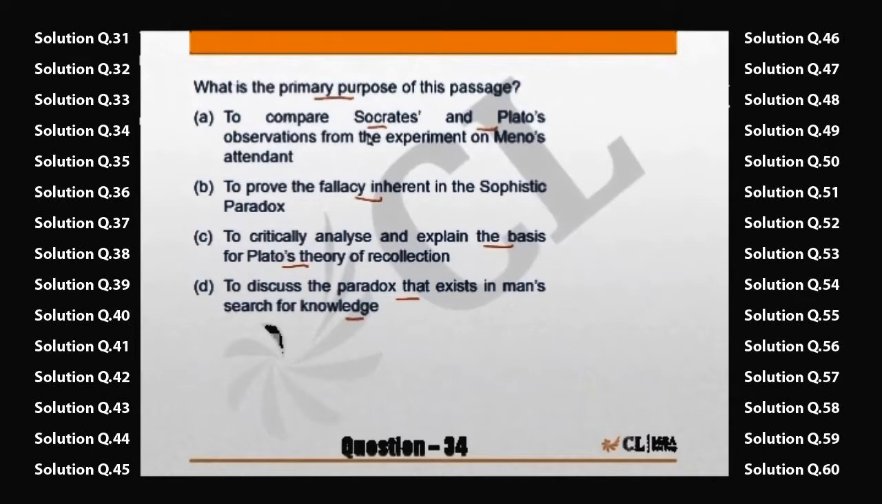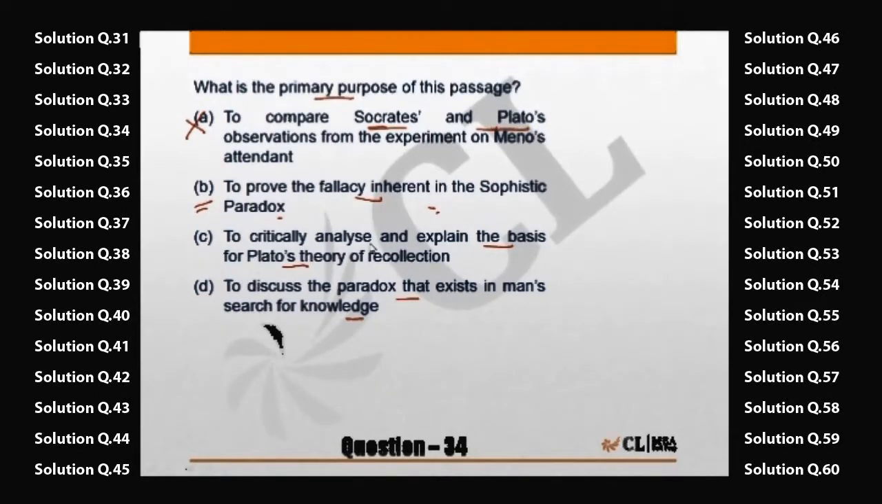Choice A, to compare Socrates and Plato's observation. At no stage did the author compare their observations. It has talked about their points of view but has not compared them. Choice B, to prove the fallacy inherent in the sophistic paradox. Yes, possibly yes. In fact, the theory of recollection by Plato is doing exactly that. So I will hold on with this.